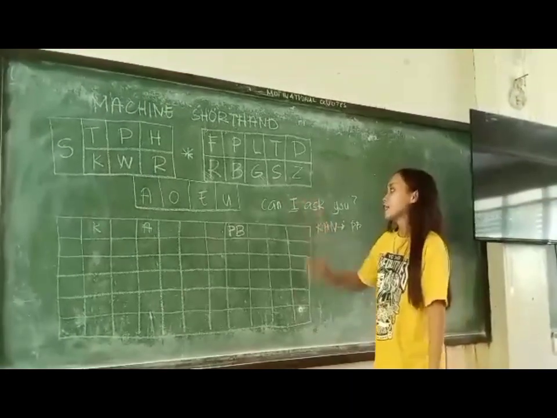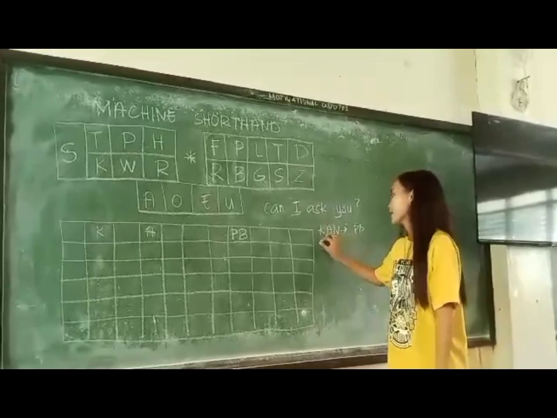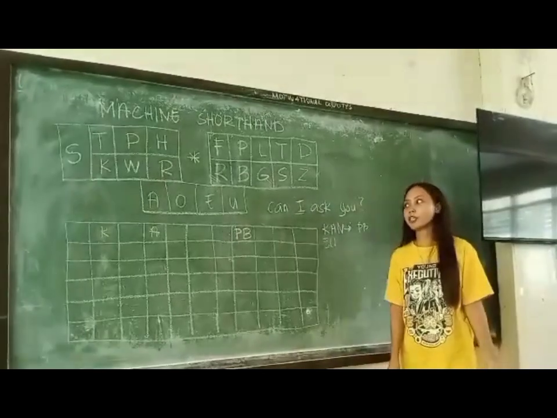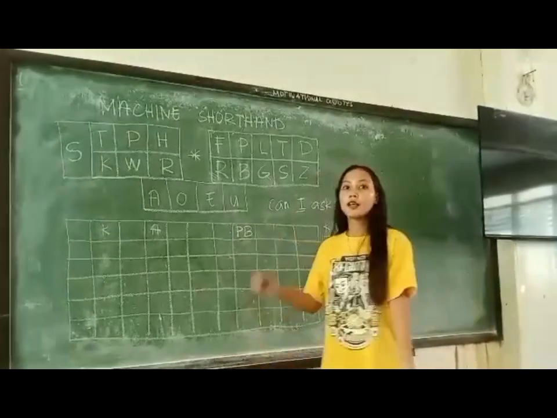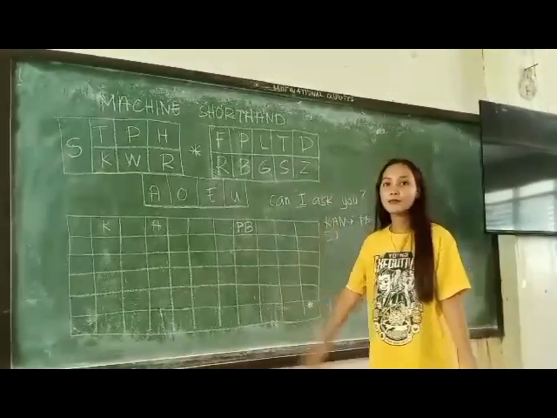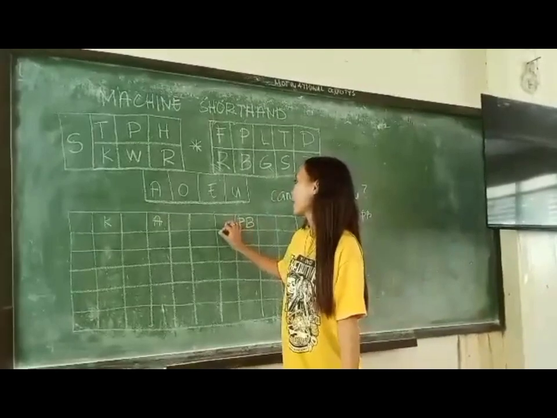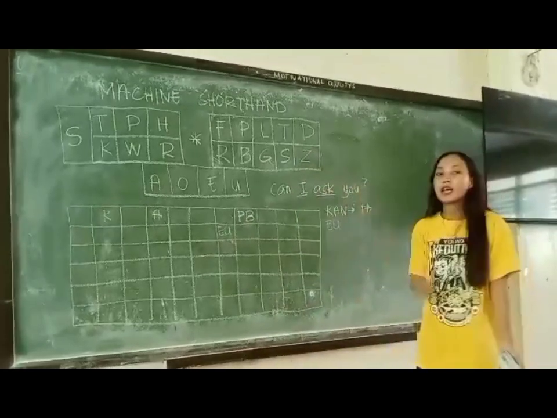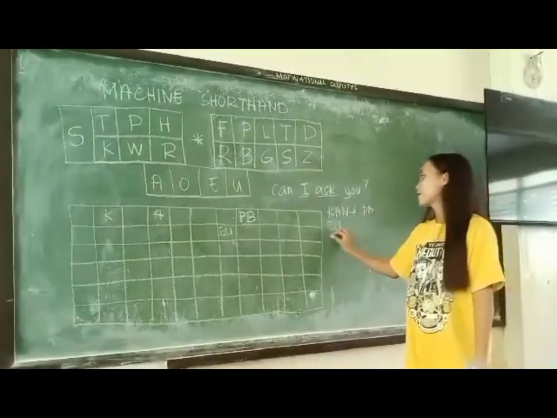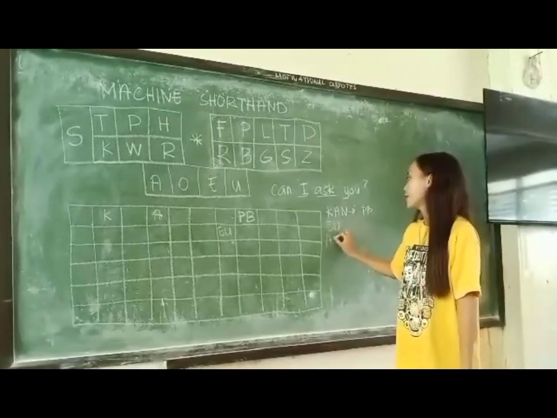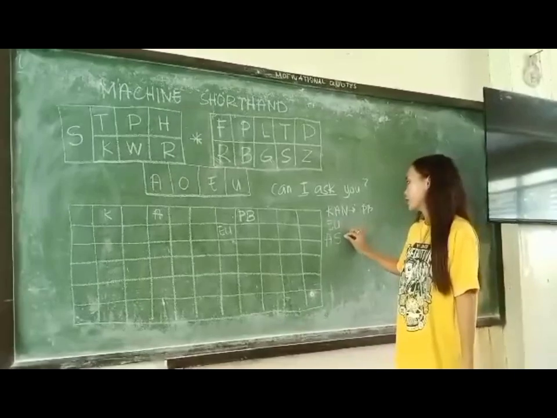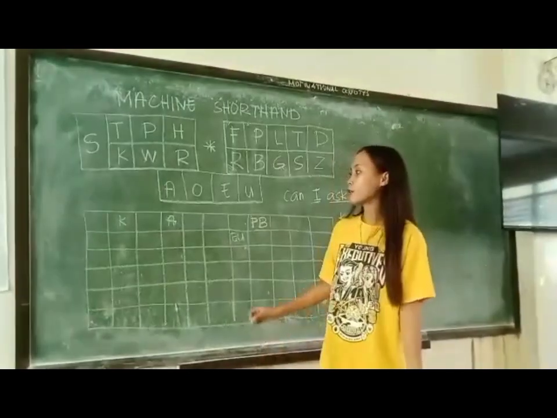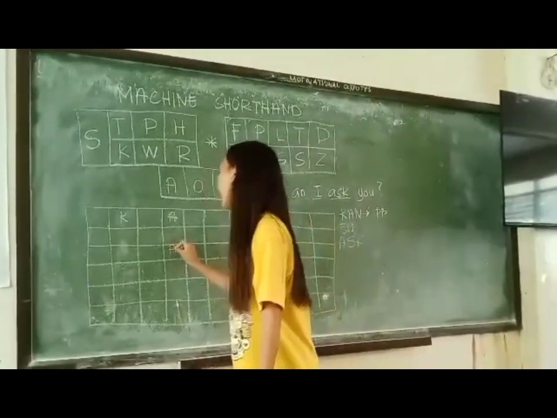Next is the I. The sound pattern of I is vowel E and vowel U. In writing it in machine shorthand, press your right thumb to put the vowel A.